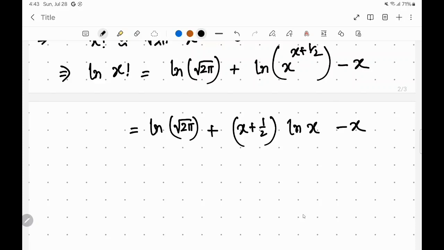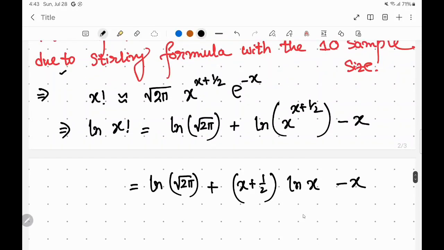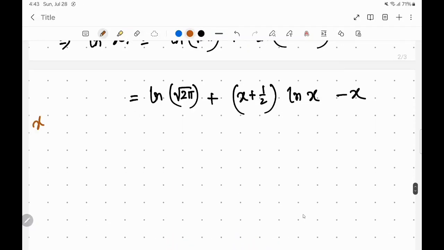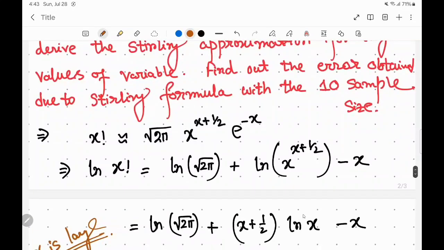Now consider x is very large. The Stirling approximation is valid only for large values of x. This formula is valid for any values of x. You can use this, it is the more precise formula. But the approximation basically gives the correct result when x is large. So consider x is large. It was also written here.